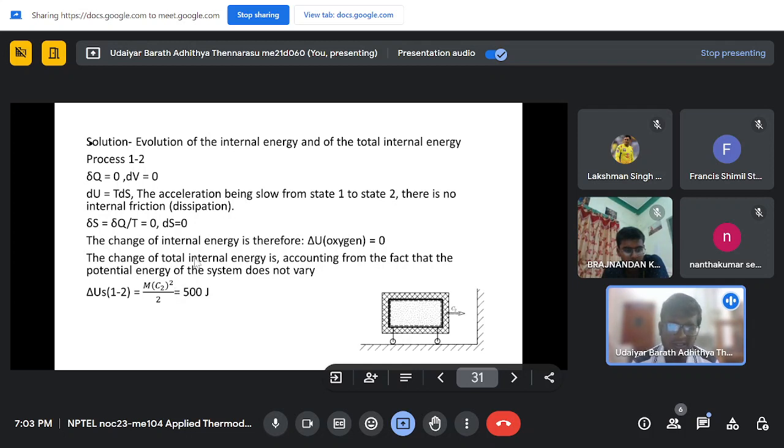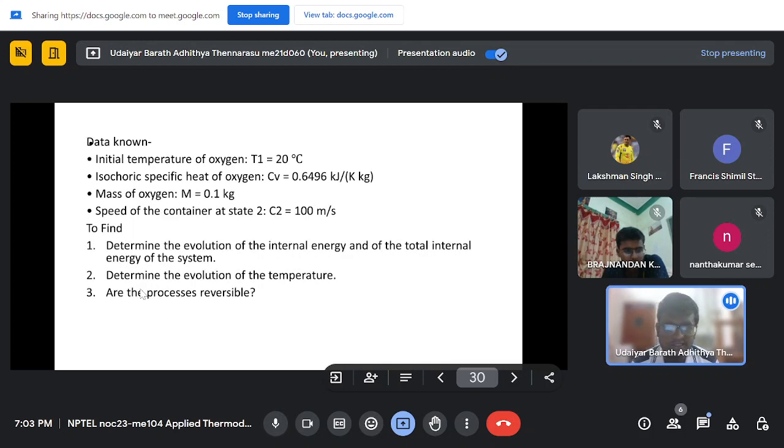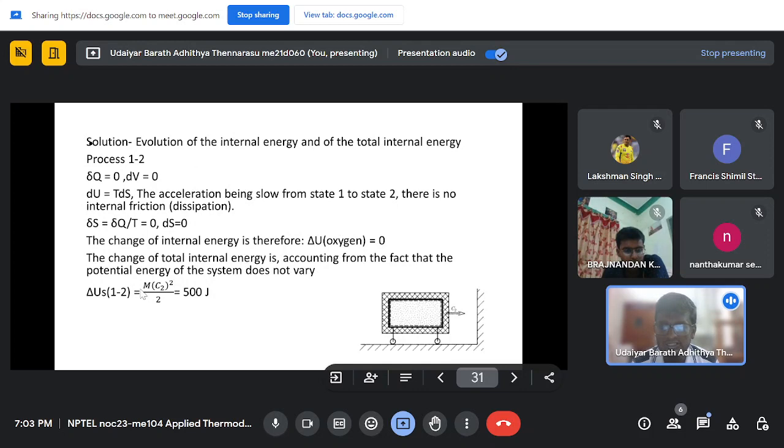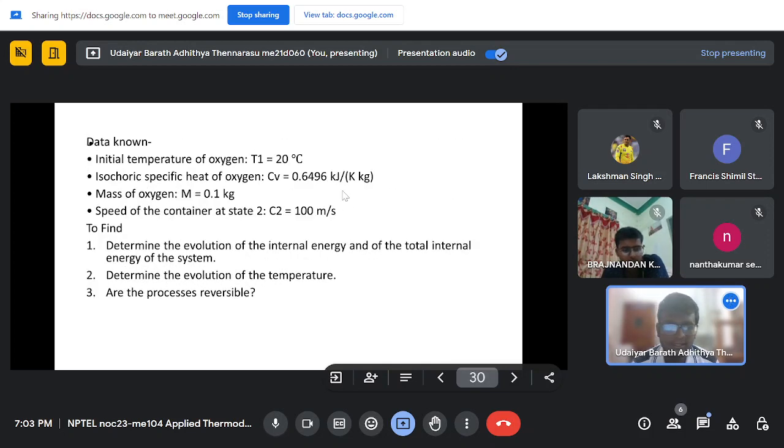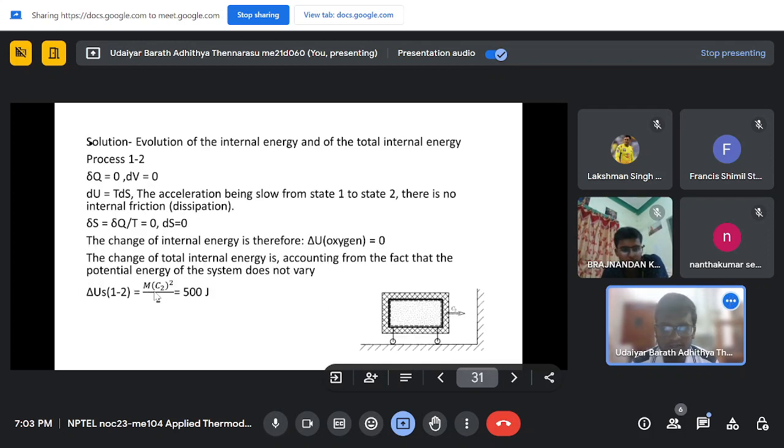That is the internal energy which is being given. So this change in kinetic energy is the change in the total energy of the system. So m is given as 0.1 in this case, and C2 is given as 100. So 0.1 times 100 square divided by 2 comes out to be 500 joules.